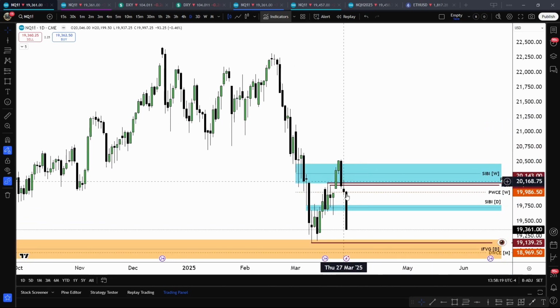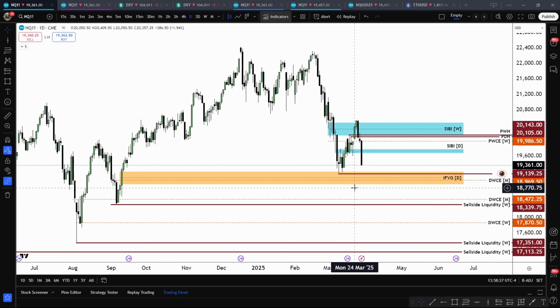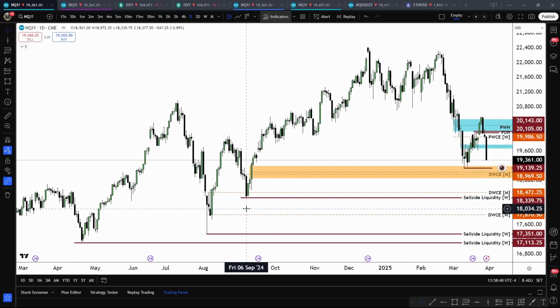On the daily, beautiful sell side delivery into this BISI. I am expecting this BISI to be flipped for a bearish inversion fair value gap. That's why it's annotated like this. So close below, tap it back, and trade even lower into these relative equal lows from September 2024, this low from August 2024, and even longer ago, April 2024, almost a year ago. These are my sell side targets for the coming weeks.